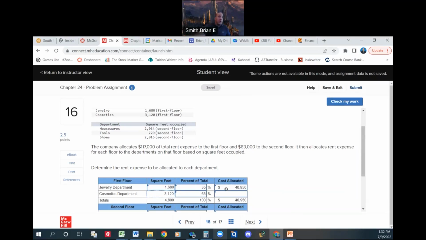Okay. I'll let you allocate the rest of that. You can either take the 117,000 and subtract that out, or take 65% of this. You'll get the same number.